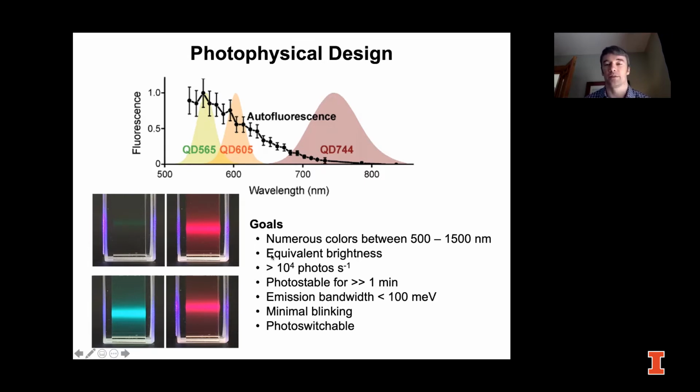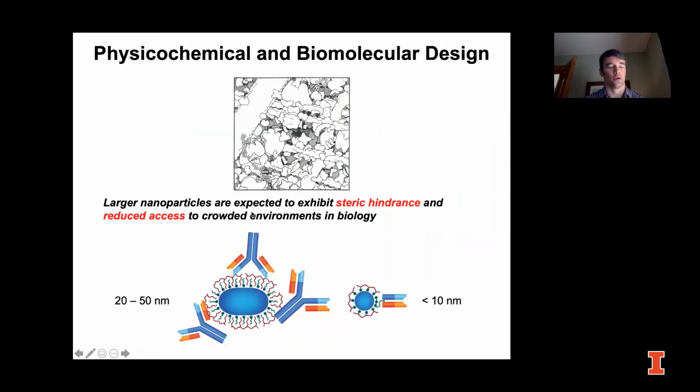And an ultimate goal is to make these photoswitchable. Photoswitchable is a big need right now for their use in super resolution imaging. In super resolution imaging with fluorescence, you have to have the capacity to turn these on and turn them off with light. So these are the photophysical design goals.